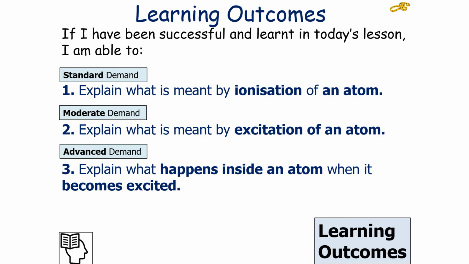If we're successful in today's lesson, we should be able to explain what is meant by the ionization of an atom. We should be able to explain what is meant by the excitation of an atom and explain what happens inside an atom when it becomes excited.